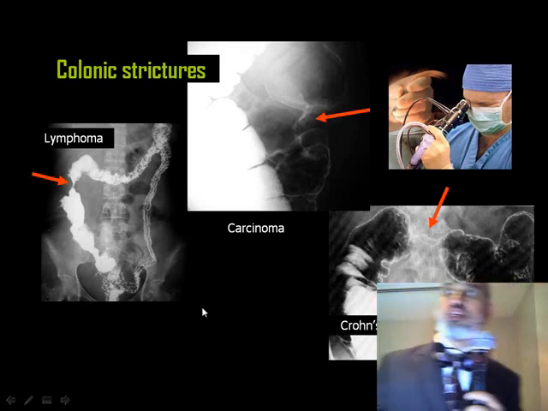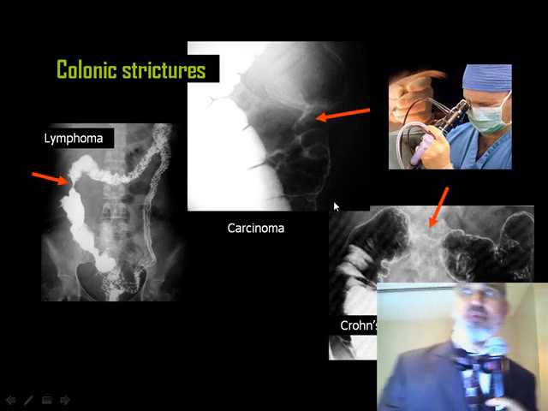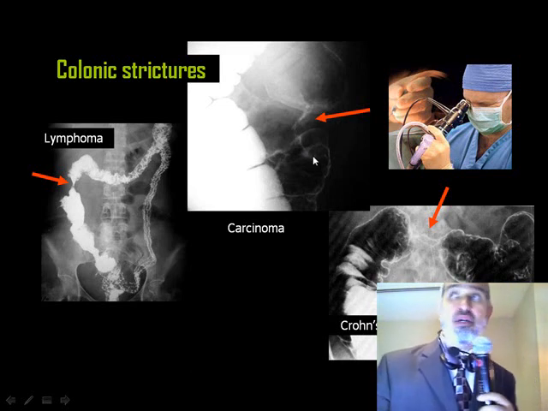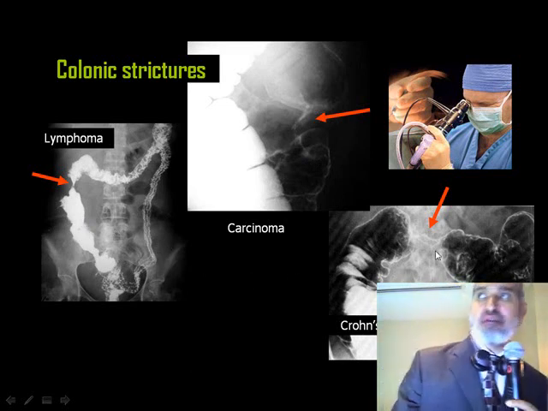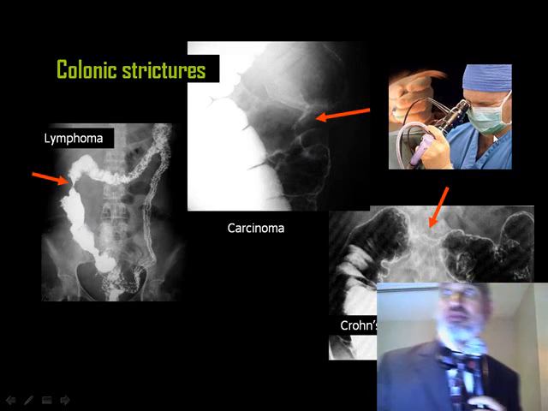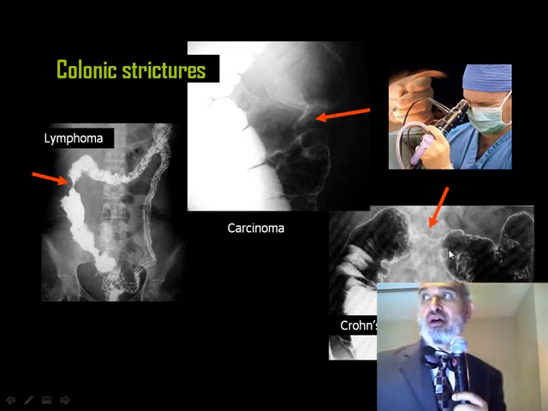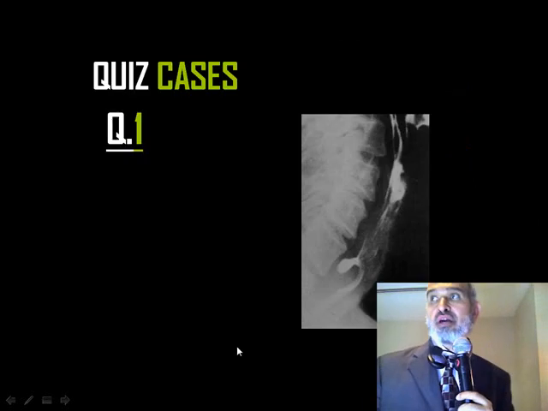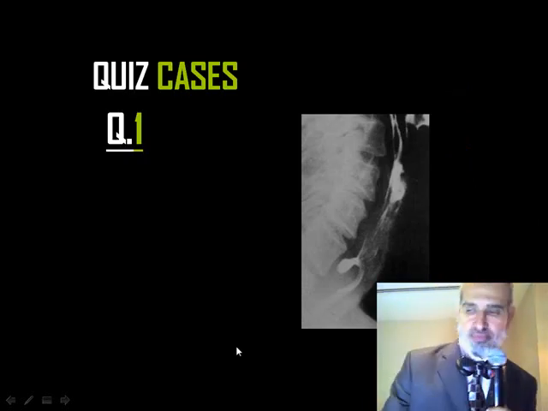Then if you get a stricture in the colon, you may have three possibilities. The first and the most common one is carcinoma, but less common is lymphoma, and least common is Crohn's disease. In such conditions, you should have an endoscopy to look at these strictures and take a biopsy to confirm the diagnosis you are dealing with.